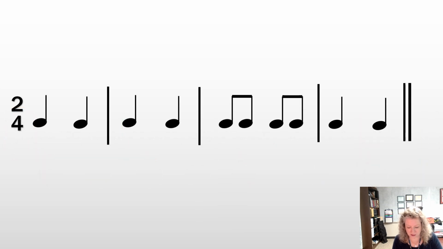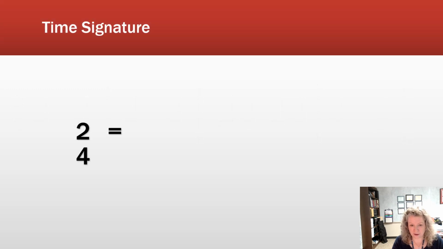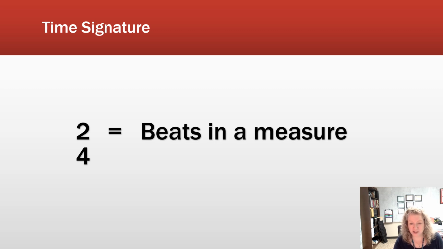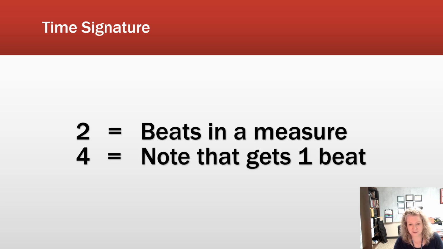So here's what that looks like with just rhythm notation. And look how much simpler that is to track visually. So, time signature again. The top number, see if you can remember, can you say it before I reveal it? The top number indicates how many beats are in a measure. The bottom number indicates the note that gets 1 beat.